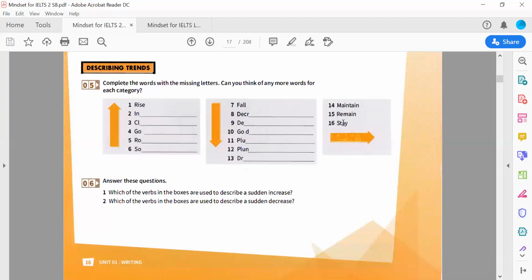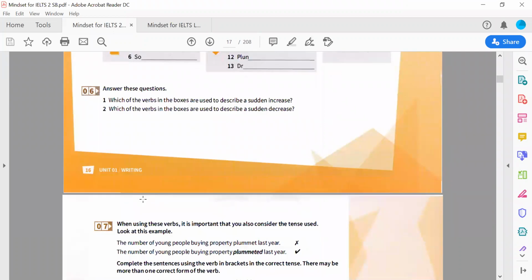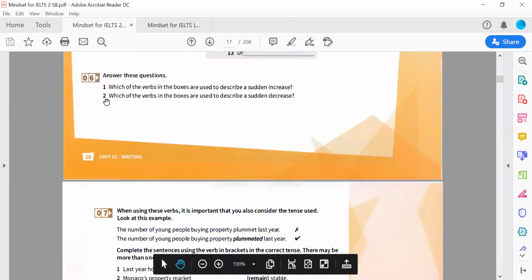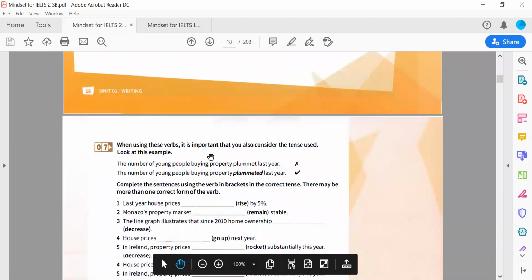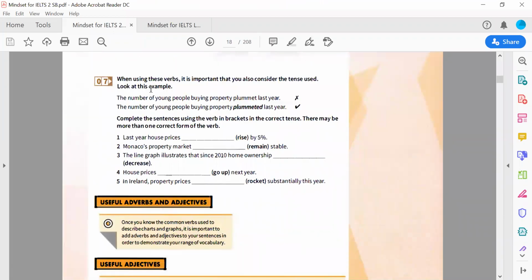And then for maintain, when nothing changes, there are 3 words mentioned in here: maintain, remain, or stay the same. So you can fill this one out as well. And for number 6, answer these questions at home. And number 7, when using these verbs, it's important that you also consider the tense used. Look at this example. You are using these adverbs and verbs, but remember that the tense you use with these verbs is also important.